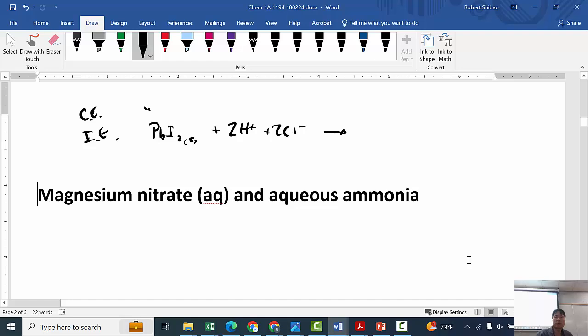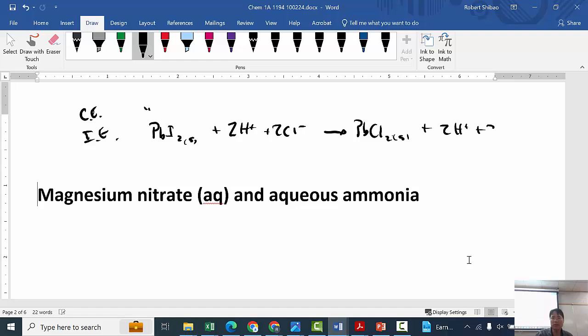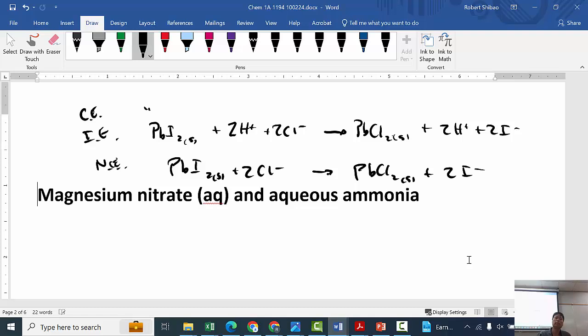All right, so HCl is a strong acid, and then we're going to go to PbCl2, which is an insoluble solid. And then hydroiodic acid is a strong acid. We have that. And then the NIE for this would be PbI2 solid plus 2 chlorides. It's PbCl2 solid plus 2 iodides. The NIE. Don't forget the charge.